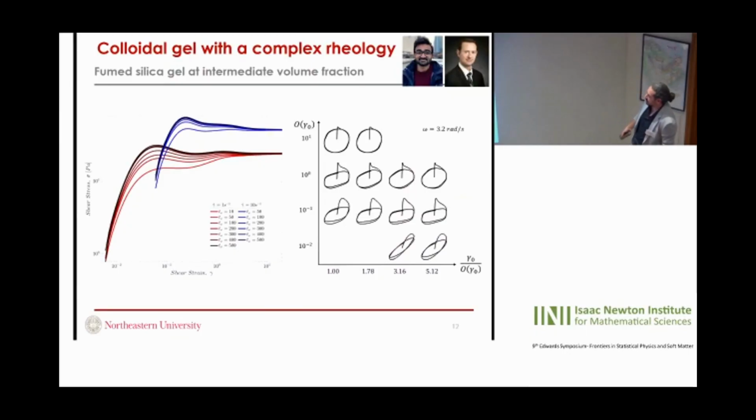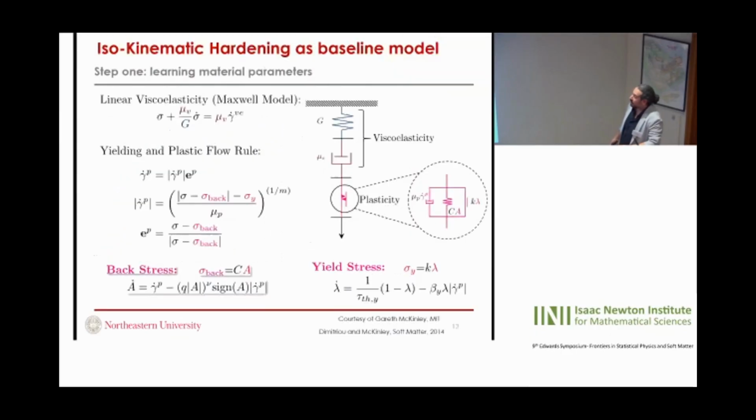And these are the Lissajous curves from small to large amplitude oscillatory shear. What we started with was the model that we wanted to pick as the descriptive model of choice. So this is what I promised I would go back to. This is the isotropic kinematic hardening model, IKH, written by the group of Gareth McKinley for thixotropic elastoviscoplastic fluids. The general idea here is that you have a viscoelastic element, and then you have a plastic component that has the idea of back stress or Bauschinger effect and kinematic hardening built into it.